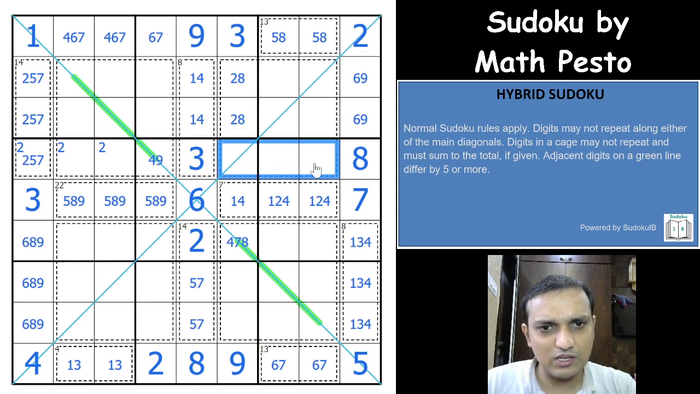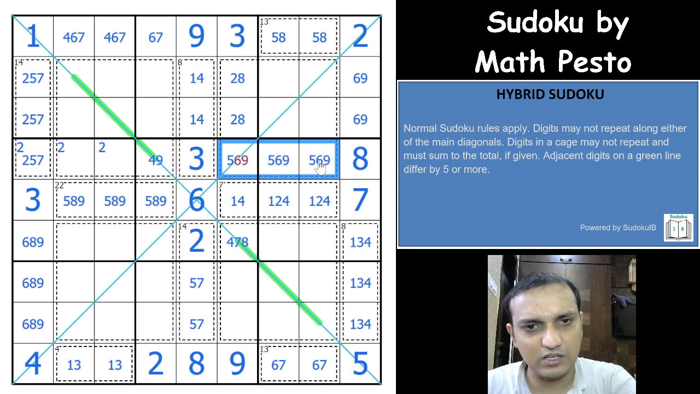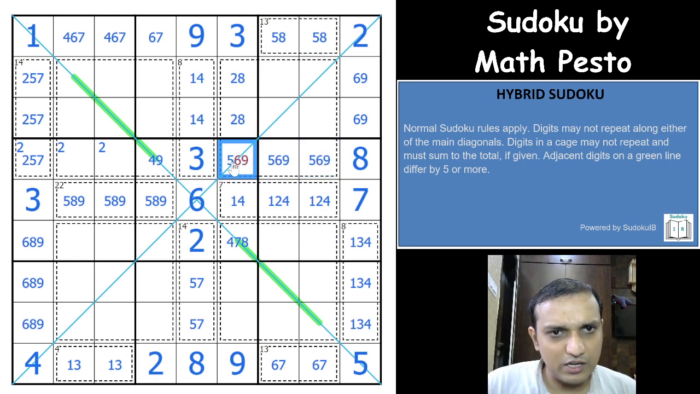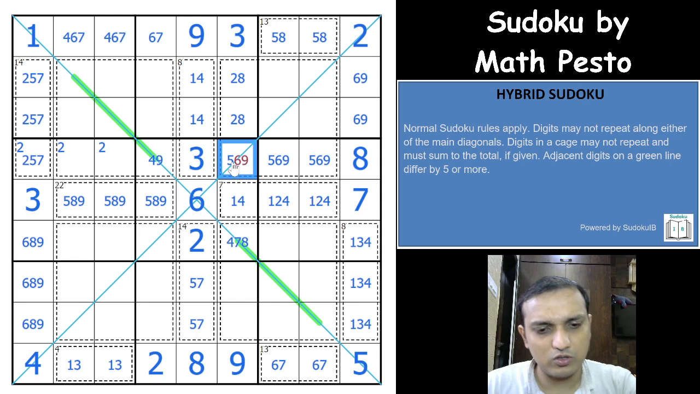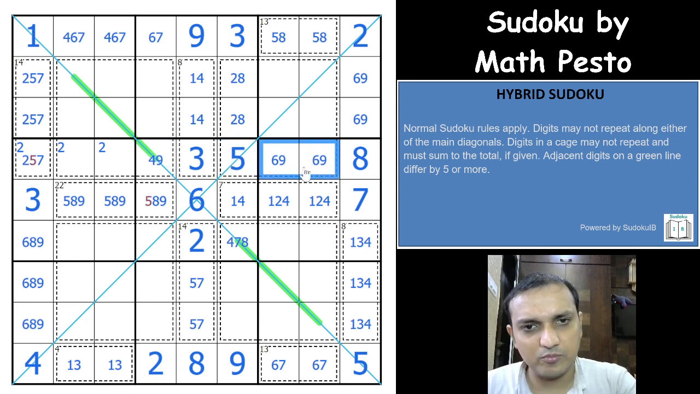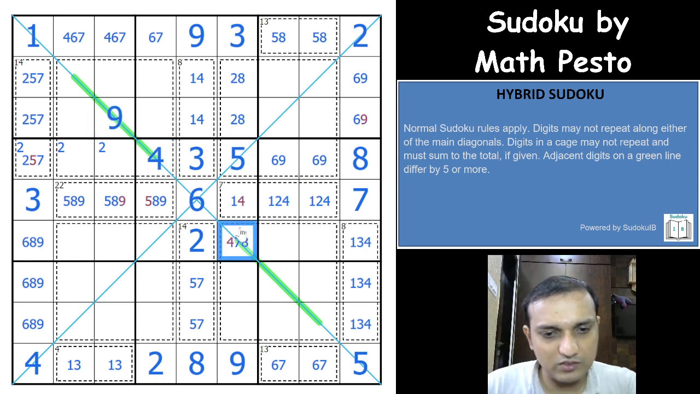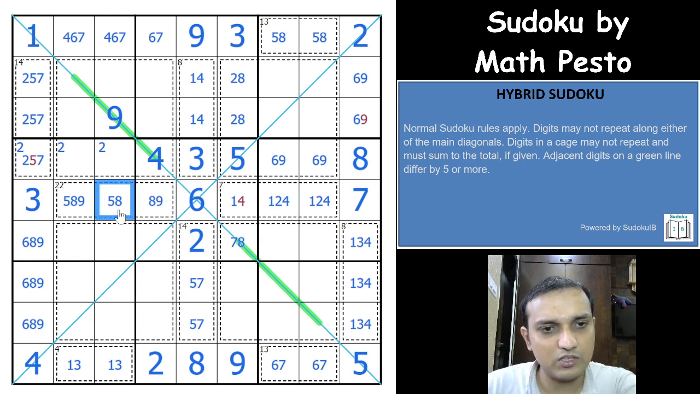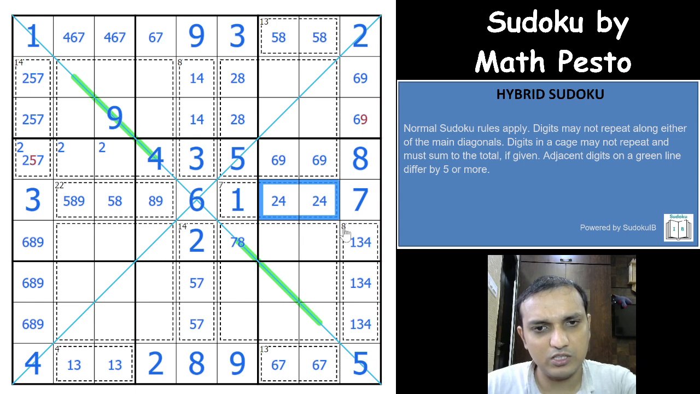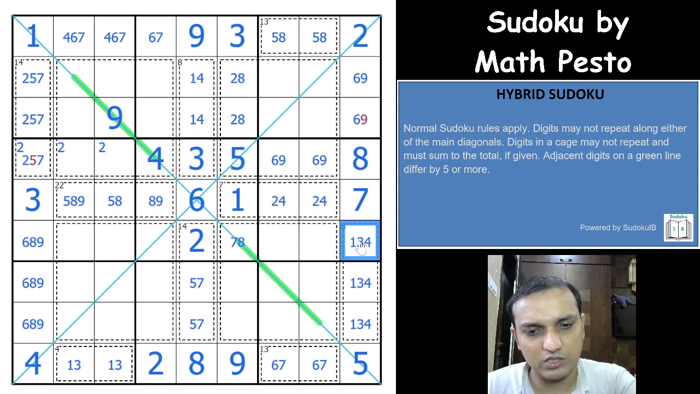5, 6 and 9. So these cells are 5, 6 and 9. 6 and 9 both are not possible here, because this would have to be a 5, and 5 is eliminated from these cells, 6 and 9. So this is 4, that is 9. That is excellent. This cell cannot be a 5, this cell cannot be a 9. This cell would have to be a 1, eliminate 1 from these two cells. So you have a 2, 4 here. This cell cannot be a 4.